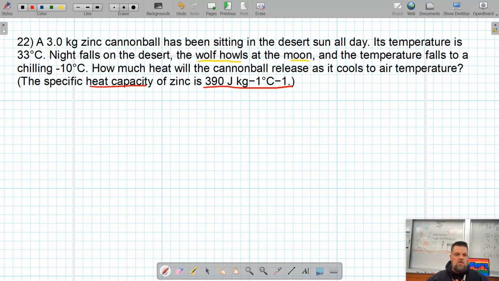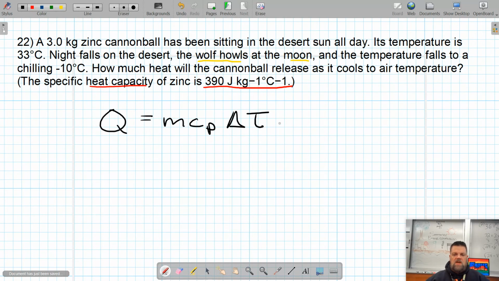All right, so do you guys remember the formula for this? It's going to be Q is equal to mCp times delta T. Okay? So another way to write that is mCp delta T. Oh, I wrote it down twice. The initial temperature subtracted from the final temperature.